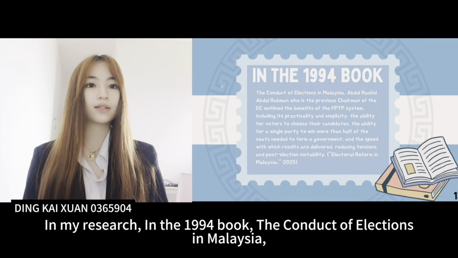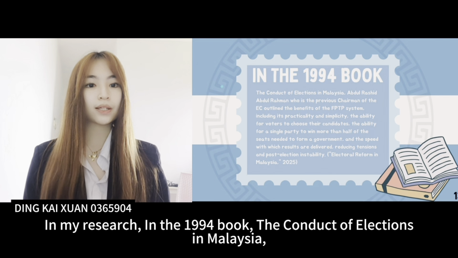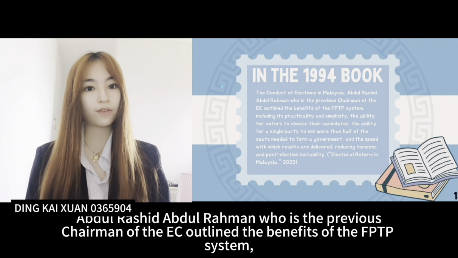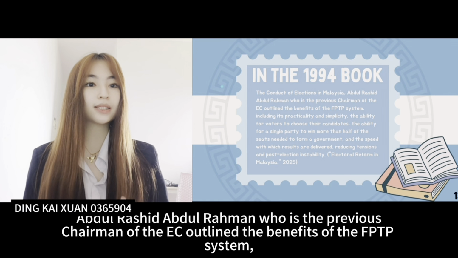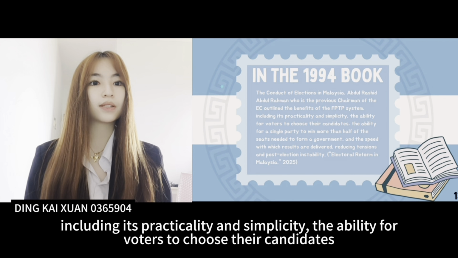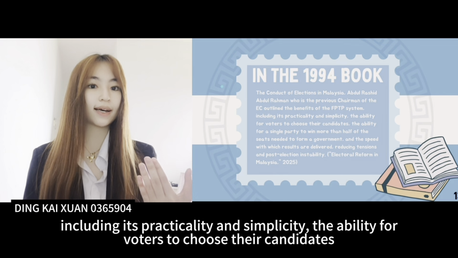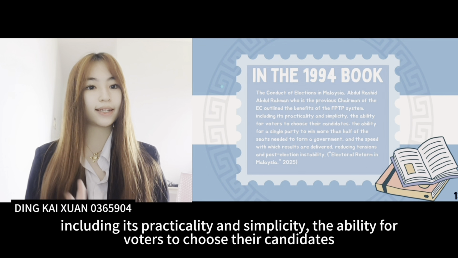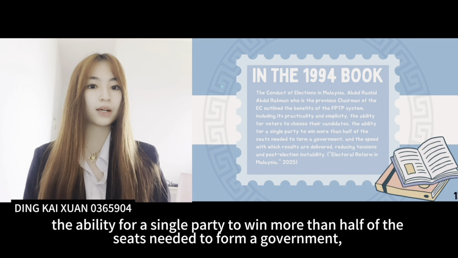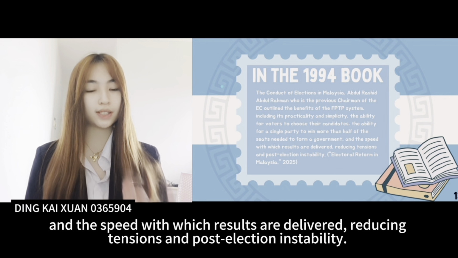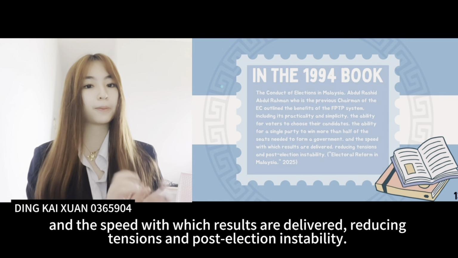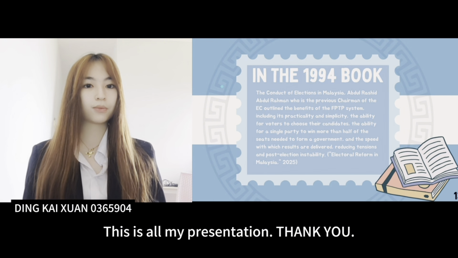Yes. So, in my research in the 1994 book, The Conduct of Election in Malaysia, Abdul Rashid Abdul Rahman, who is the previous chairman of the EC, outlined the benefits of the first past the post system, including its practicality and simplicity, the ability for voters to choose their candidates, the ability for a single party to win more than half of the seats needed to form a government, and the speed with which results are delivered. So yes, reducing tensions and post-election instability. So this is all my presentation.